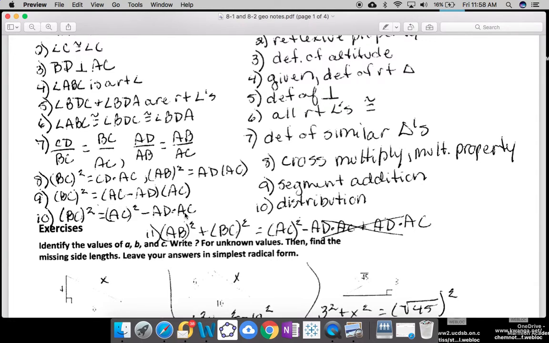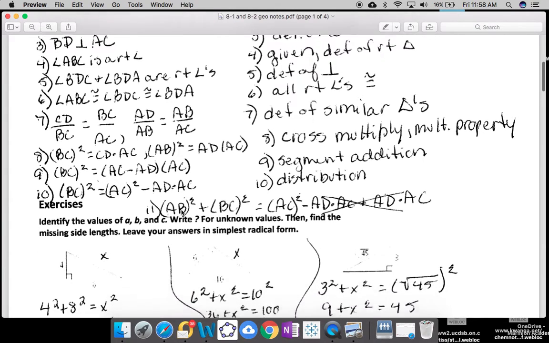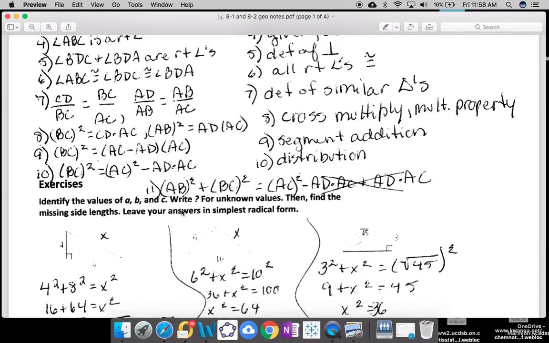I use the distributive property. AC times AC is AC squared. AD times AC is AD times AC. And now to get the Pythagorean theorem, which is what we want to prove, I make this step. I have an equality, an equation. I have another one here. If I add equals to equals, I should get equals.